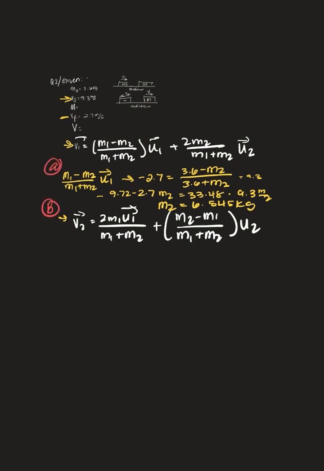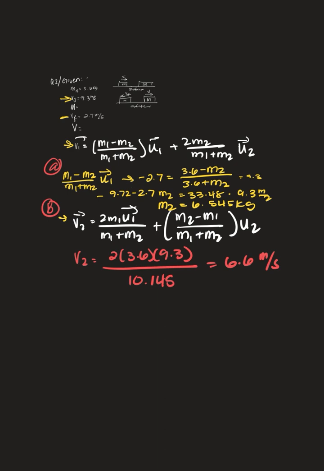Whereas part 2, which is V2, we take V2 equals 2 times 3.6 times 9.3 over, sorry, over 10.145 equals 6.6.